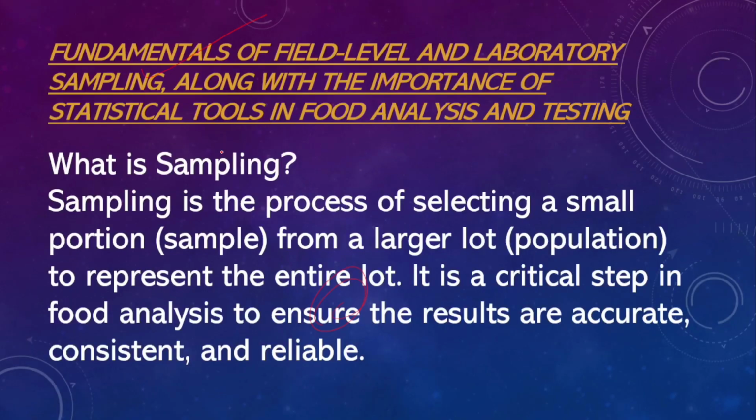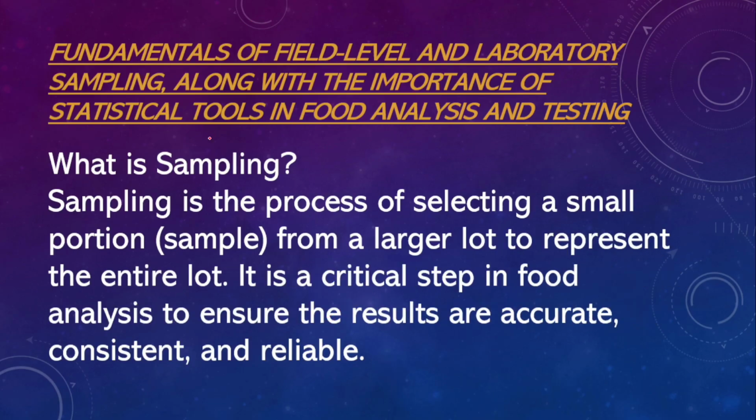Next, coming to the fundamentals of field level and laboratory sampling, along with the importance of statistical tools in food analysis and testing. In this, first of all, we need to understand what sampling is. It is a process of selecting a small portion of sample from the larger lot in order to represent the entire lot. It is the critical step in food analysis to ensure the results are accurate, consistent and reliable. If we compare multiple small portions, then we get an accurate, consistent and reliable answer.